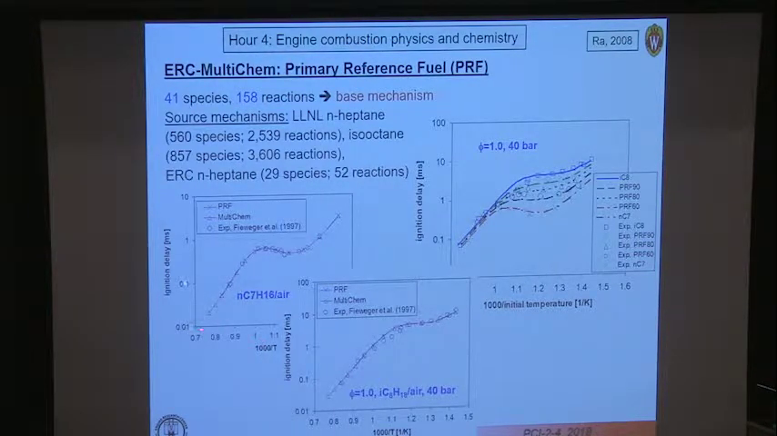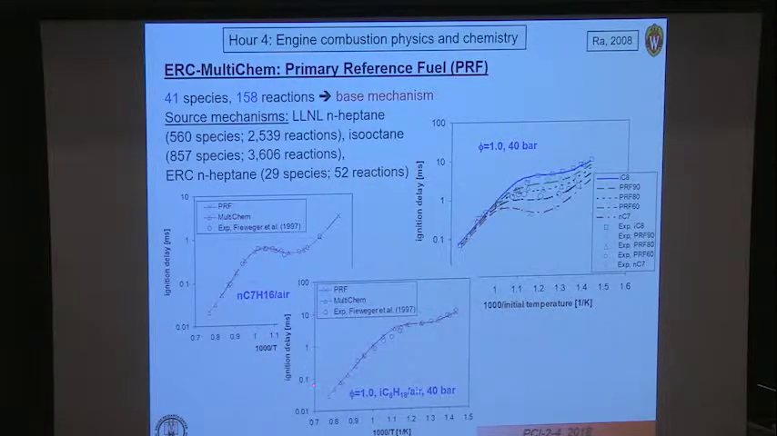Now I'm plotting ignition delay time versus 1 over temperature, so the plot's kind of reversed to what I showed you earlier. But it shows that as you go from low temperatures to higher temperatures, you start to see the negative temperature coefficient showing up with n-heptane here. This is for n-heptane air at stoichiometric and 40 bar.